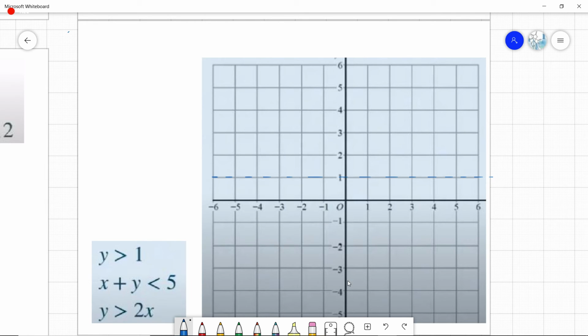Then it says again x plus y is less than 5. So we rearrange it so it's y is less than minus x plus 5. So it crosses at 5, so we put a point there. We need another point as well. So let's say x is equal to 1. So y is going to be equal to minus 1 plus 5, which is 4.